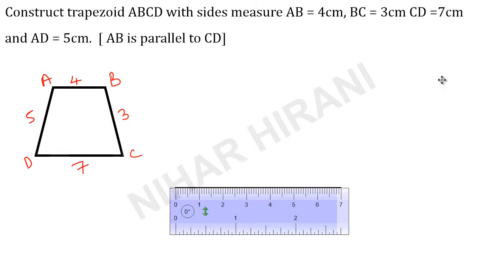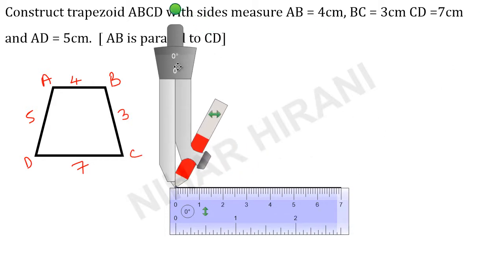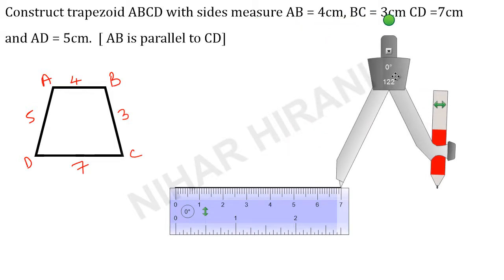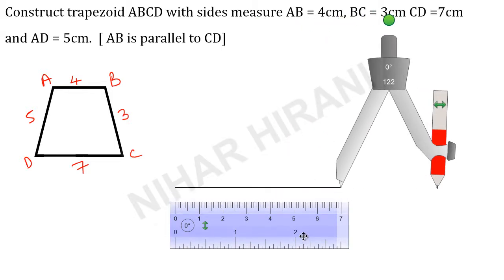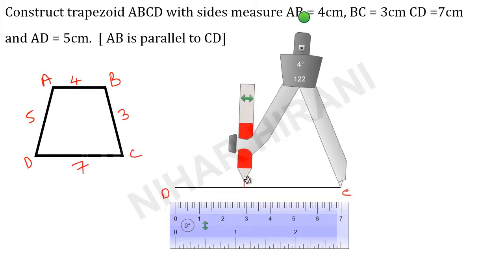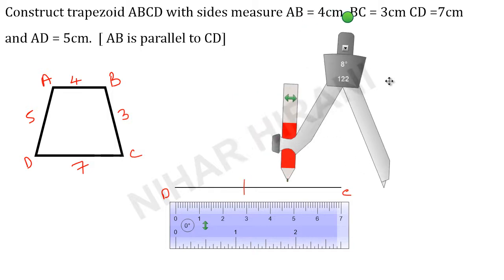Now I will take my compass and I will take the measurement 4. Why did I take 4? Because the side opposite to CD is 4. And why I considered it, you will understand soon. So here I will put my compass over here, and before that, one important thing I forgot, I need to name it. So this will be C and this will be D. I have taken the 4 centimeter measure and I will make one arc over here and I will name it P.